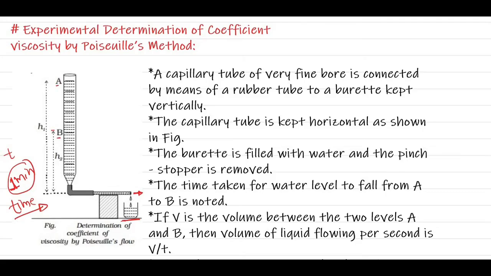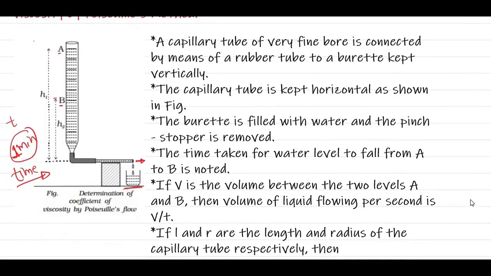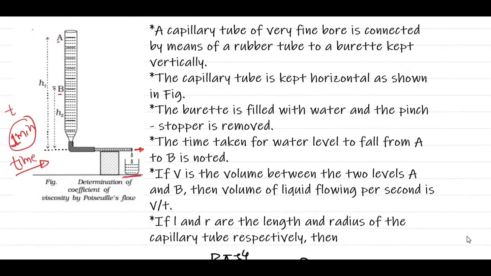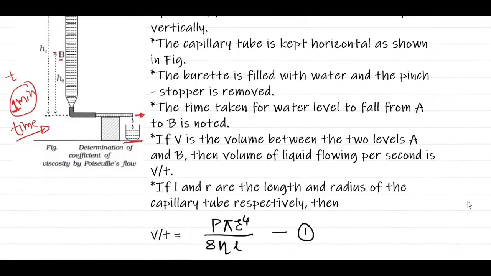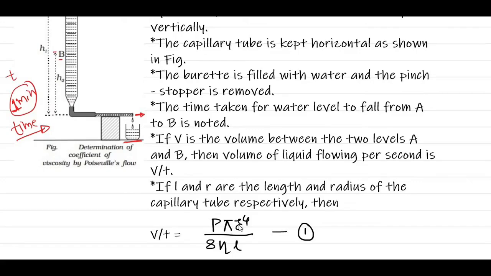Now, as we have seen in the previous video, we have derived this equation. P is the pressure, R is the bore of the capillary tube, eta is the coefficient of viscosity, and obviously the length of the tube, that is the capillary tube, has to be measured. So if L is the length of the capillary tube, and V is the volume collected within time t, then the volume collected per unit time can be written as follows, which is what we found in the previous video.